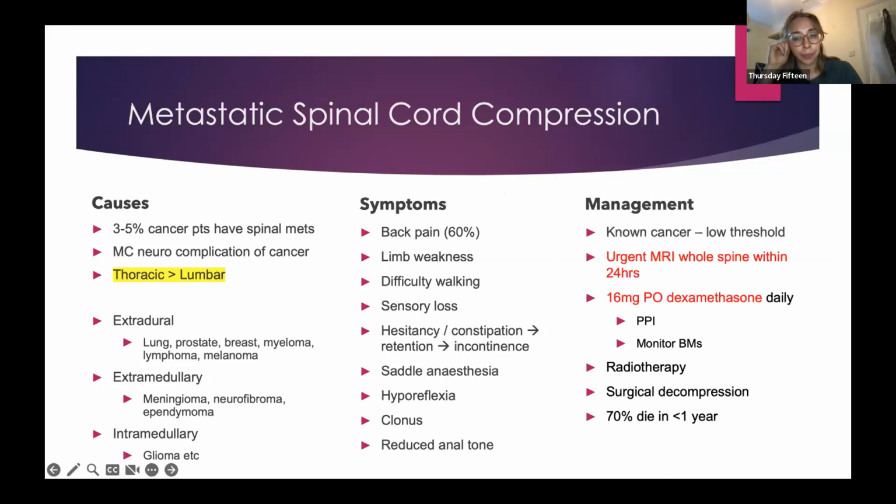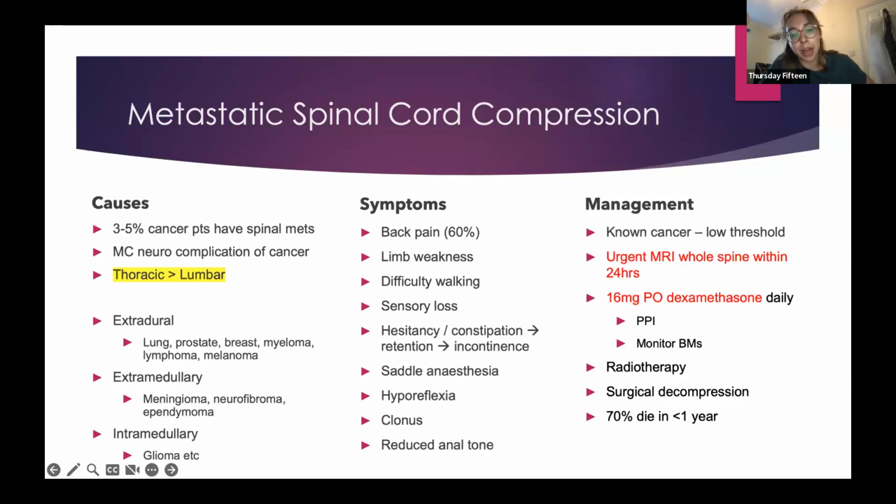Managing MSCC, if someone has a known cancer, you have a very low threshold for an urgent MRI whole spine within 24 hours. And then you'd start them at the same time, probably on 16 milligrams of oral dex a day. You need to bear in mind with this that people should be started on a PPI and monitor their sugars, because it's obviously irritable to the stomach.